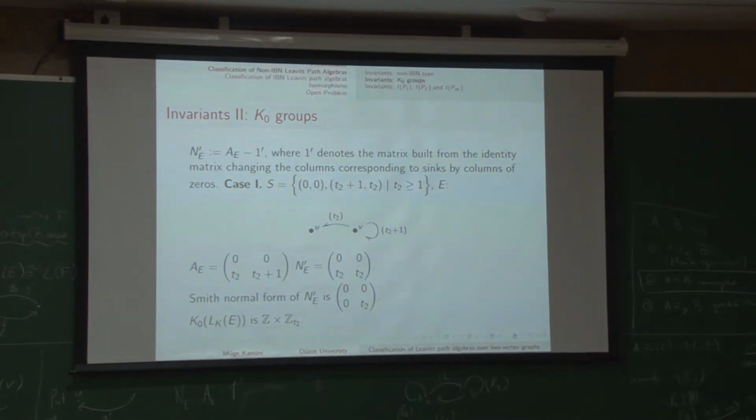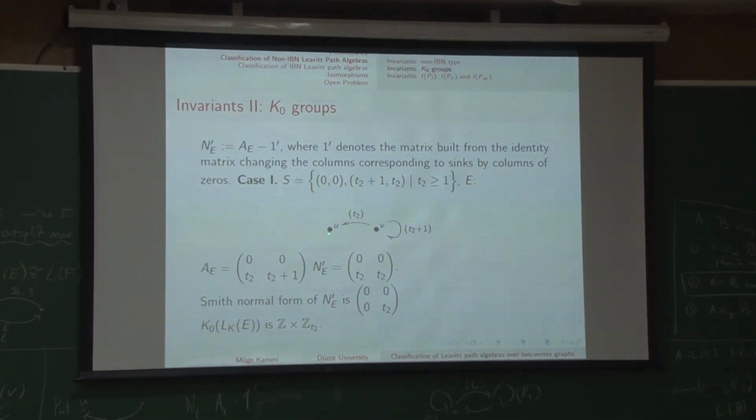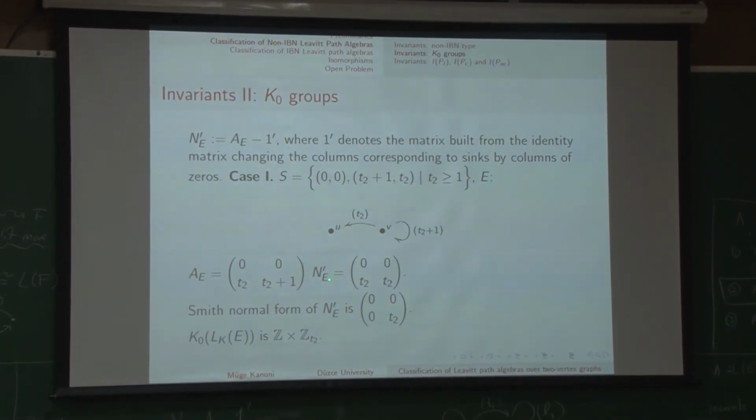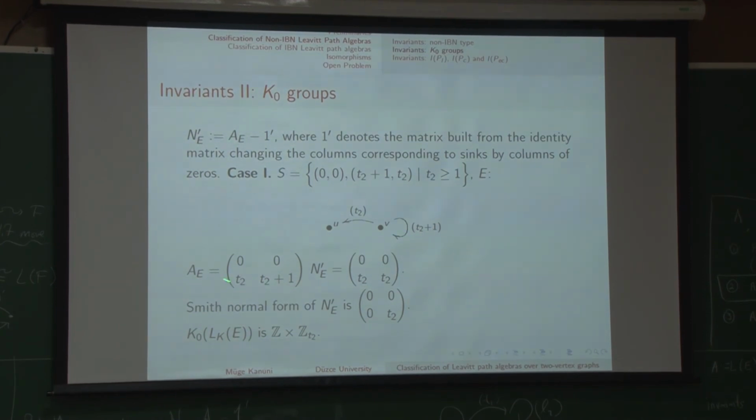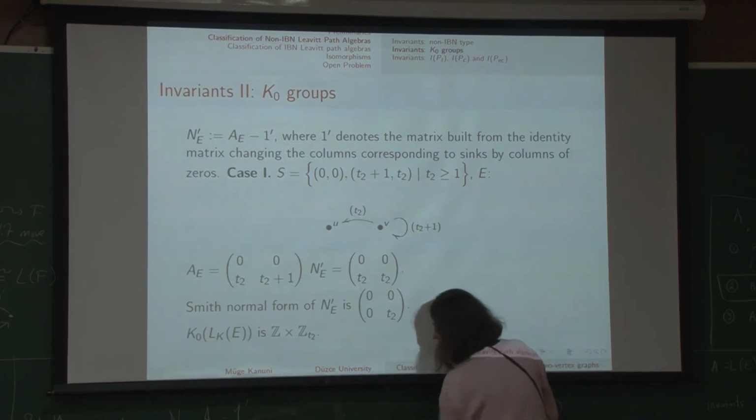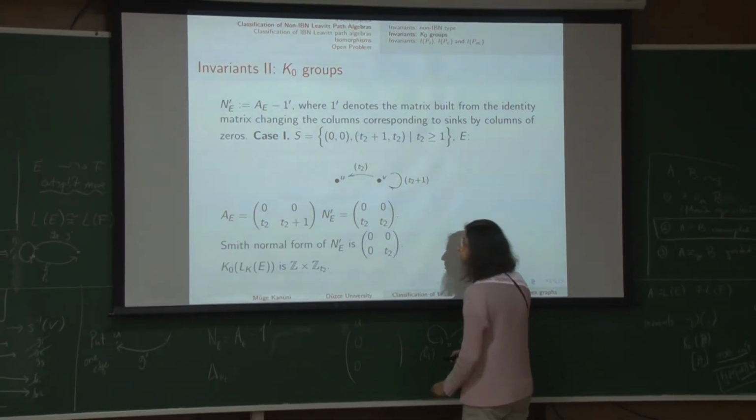So we go through. Let me tell you how we compute. Now you look at A_E, the incidence matrix. U does not emit any edges, nothing to U, nothing to V, so it's 0, 0. V emits T2 edges to U and T2 plus 1 edges to V. So that's the incidence matrix. But this is a sink. So what is 1 here? It's going to be the identity, but since the first vertex U is a sink, I replace this column by zeros.